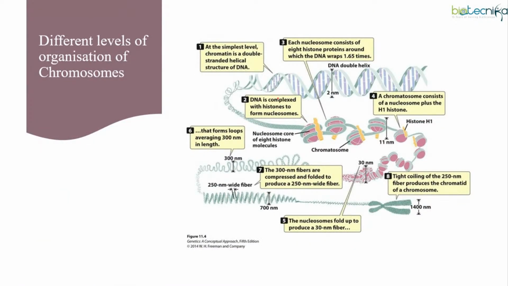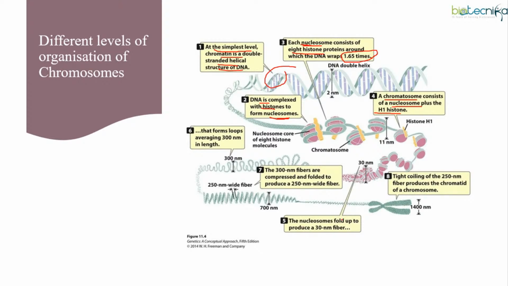Now, these are the different levels of organization of chromosomes. At the simplest level, remember chromatin is a double-stranded helical structure of DNA. DNA, when complexed with histones, we call it a nucleosome. Each nucleosome has 8 histone proteins wrapping around the DNA 1.65 times, as I told you, based upon your linker DNA. Then we have a chromatosome, which consists of a nucleosome plus the H1 histone. When they combine together, we call the structure a chromatosome.